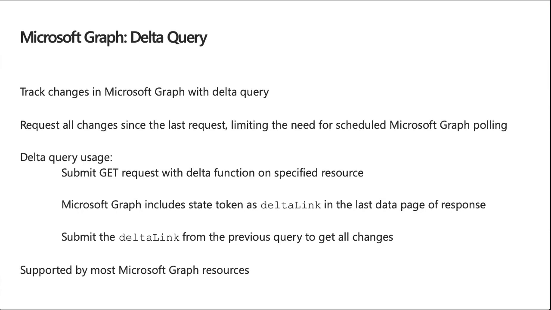Delta Query is supported by most Microsoft Graph resources, including directory roles, drive items, events in the primary calendar view, groups, mail folders, messages in a folder, personal contact folders in a folder, and users.